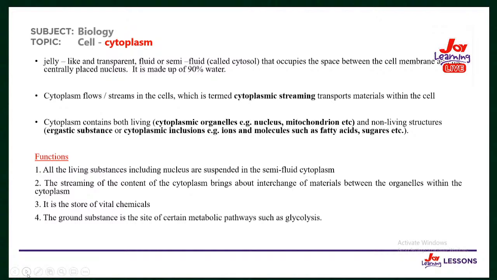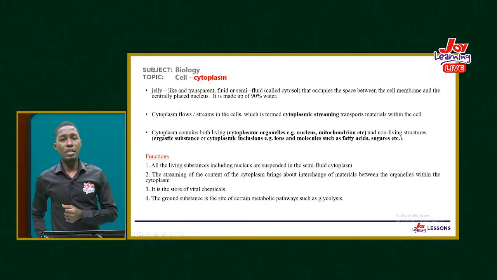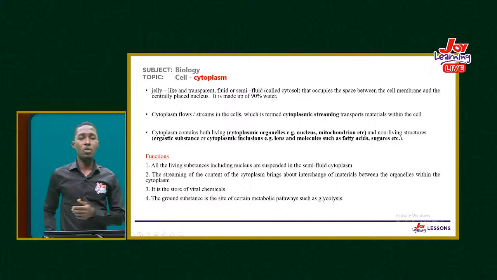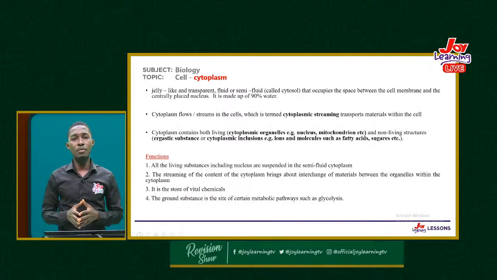Now, what are the functions of cytoplasm? We said that all important organelles, every living thing and non-living thing are suspended in it. It stores vital chemicals and a lot of metabolic pathways or reactions take place. For the Form 3's listening, at least you've done glycolysis and Krebs cycle. Glycolysis takes place in the cytoplasm. Same when we start with photosynthesis. There's a portion of photosynthesis that takes place in the cytoplasm.